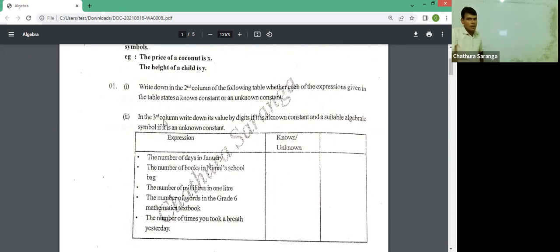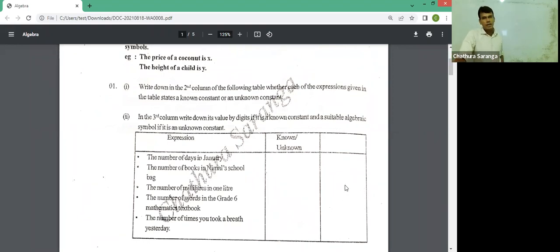Here, in the third column, write down its value by digits if it is a known constant, and a suitable algebraic symbol if it is an unknown constant. Do you understand? If it is a known one, write the answer here. If it is an unknown one, put an algebraic symbol.